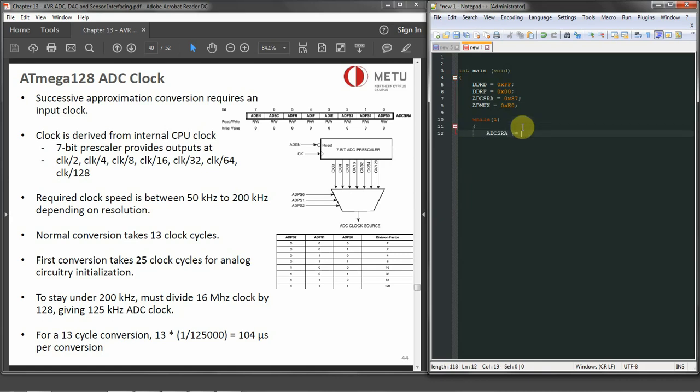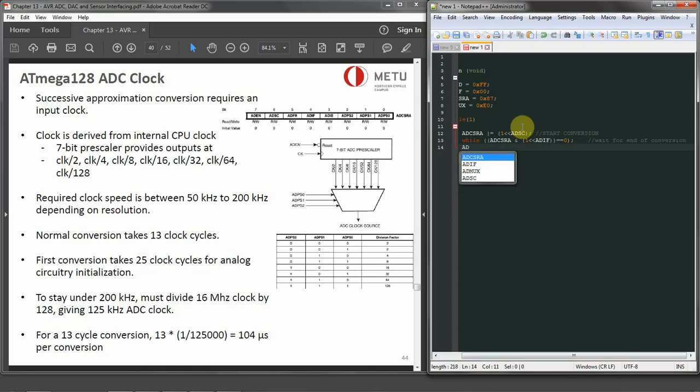ADCSRA, we can set the ADSC bit, ADCSRA start conversion, and we have to wait for the conversion to be done. We can say while ADCSRA's interrupt flag is not set, so it equals 0, wait. Then we can set the ADCSRA interrupt flag to be cleared, clear ADIF. Once it's cleared, we can send the value to port D of ADCH and close the bracket. So that's the C version of reading a temperature sensor LM34.